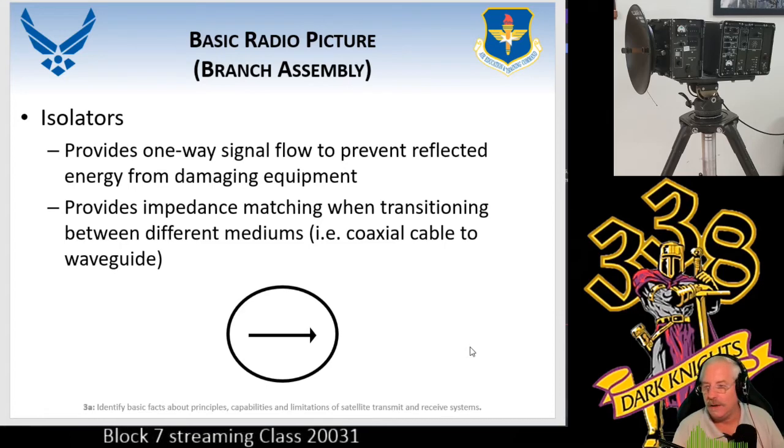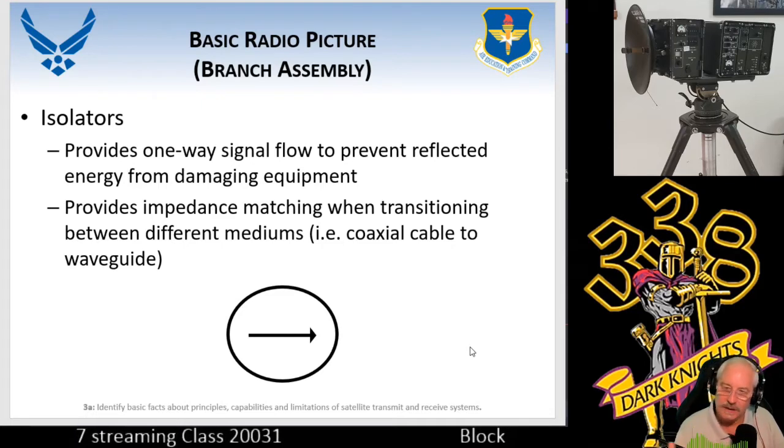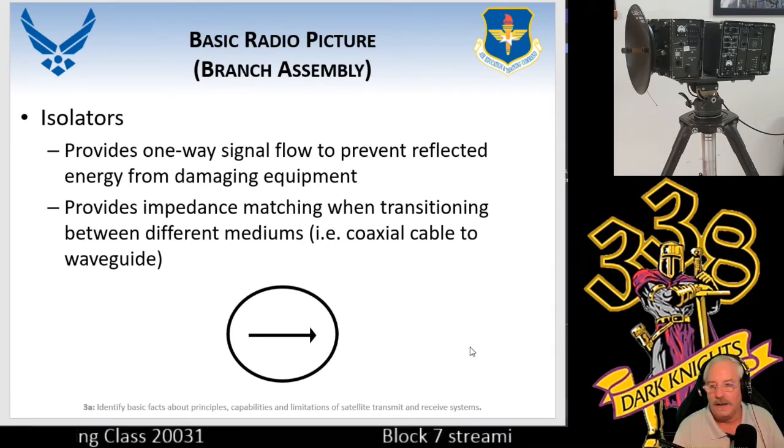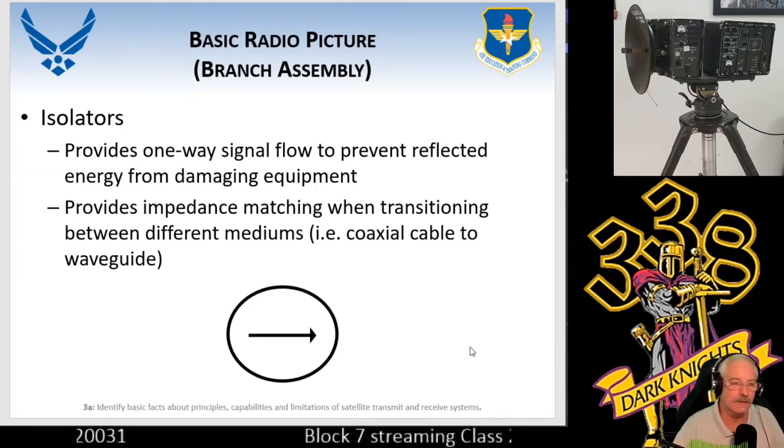Because when we have a mismatch of impedance, which means the antenna isn't efficient, it's not resonant, all those nice little terms that you learned in block 4, it's going to create some heat. So the last thing you want to do is generate more heat to come back into the transmit section.